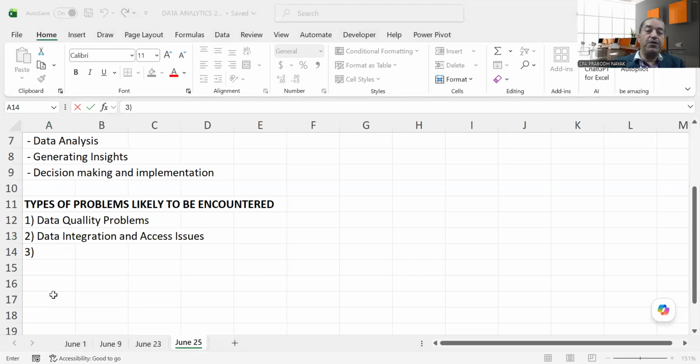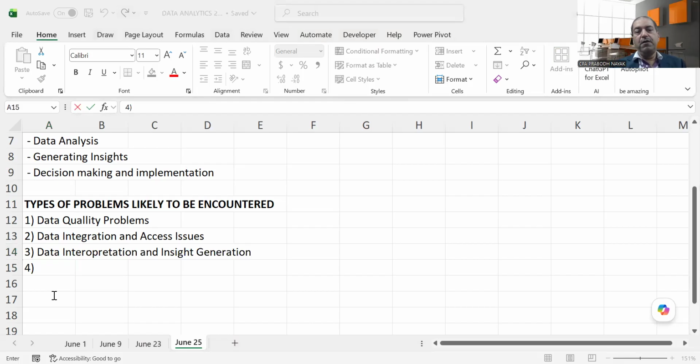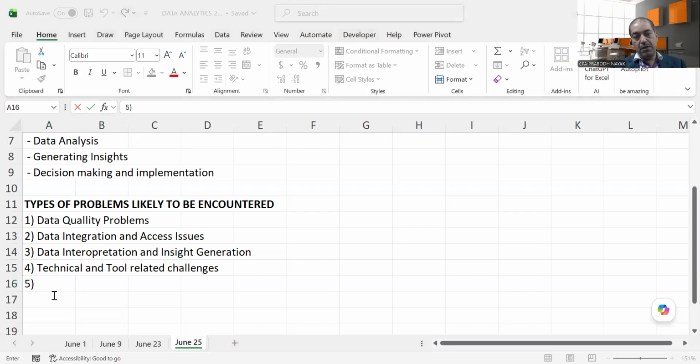Third is data interpretation and insight generation. Okay. Fourth, technical, you can say. Technical and the tools which are to be applied. So technical and tool related challenges. Fifth one, understanding the business understanding problem.